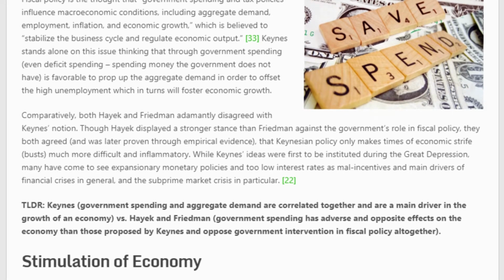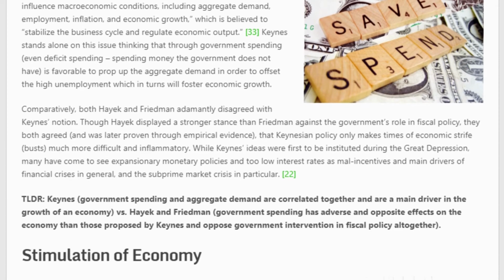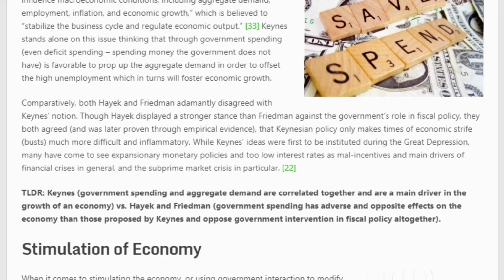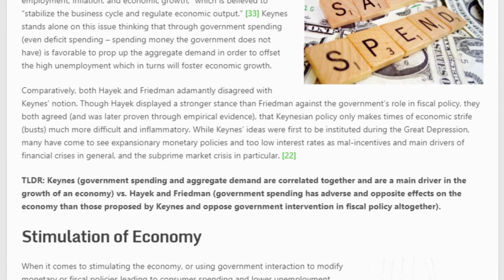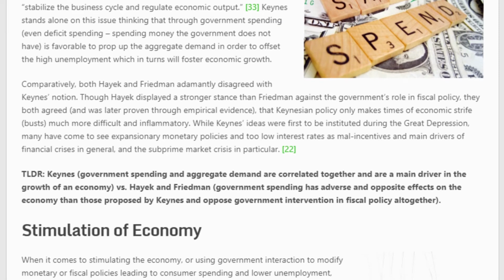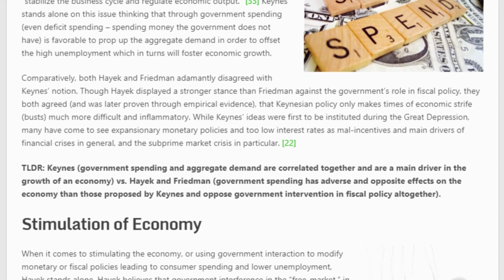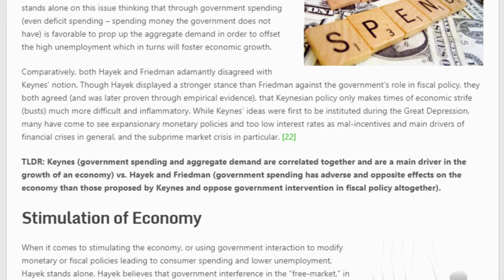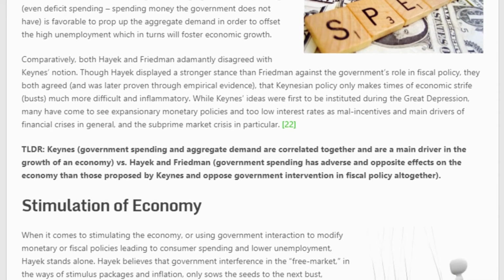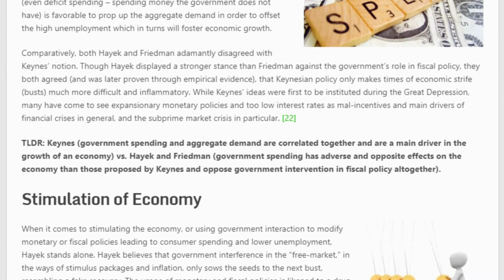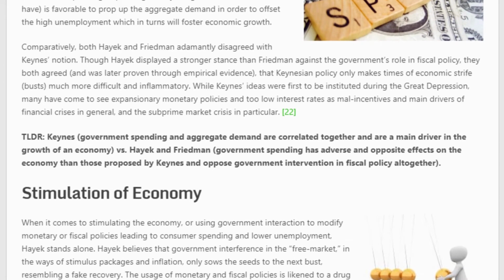While Keynes' ideas were first to be instituted during the Great Depression, many have come to see expansionary monetary policies and too-low interest rates as malincentives and main drivers of the financial crises in general, and in the subprime market crisis in particular. In short, Keynes believed that government spending and aggregate demand are correlated together and are the main driver in the growth of an economy.